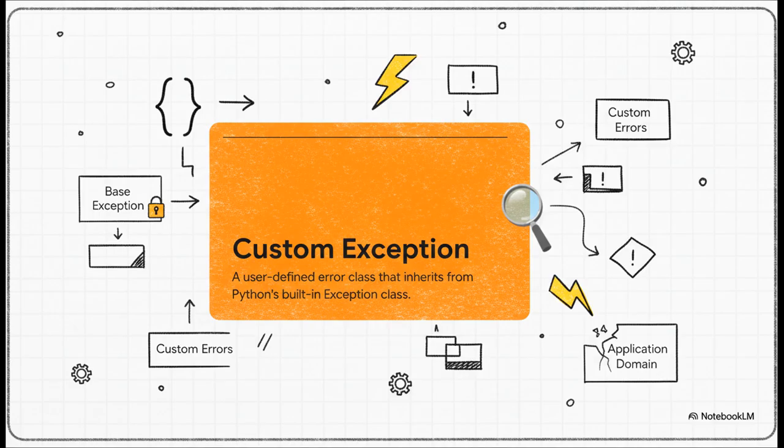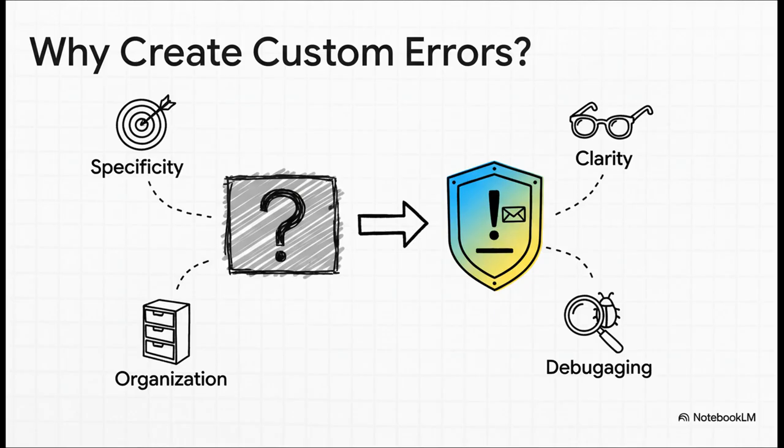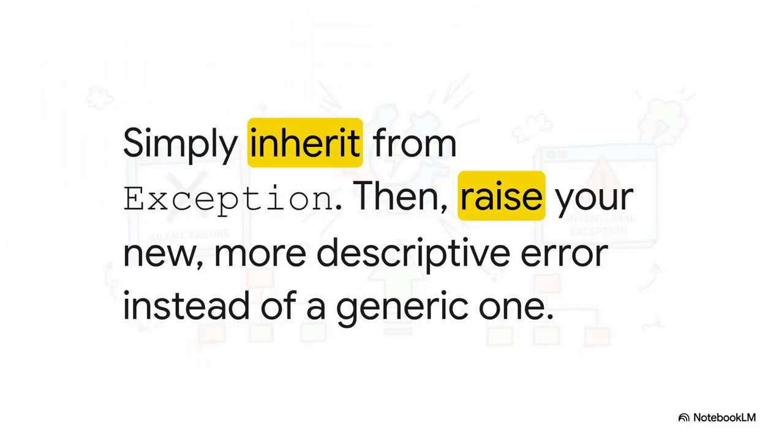of your own application. So you might be asking, why even bother? Well, it all comes down to one word: specificity. Instead of raising a generic ValueError, you can raise a crystal clear InvalidEmailError. This makes your code so much more readable, way easier to debug, and lets you organize your error handling in a much cleaner way. And look how simple it is to make one.